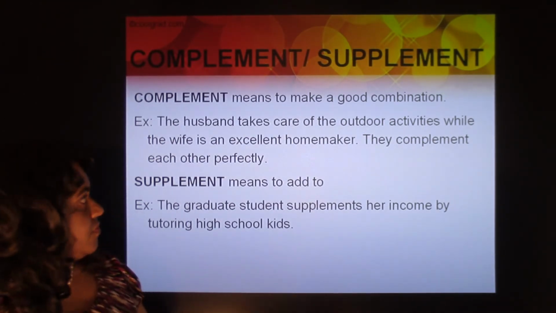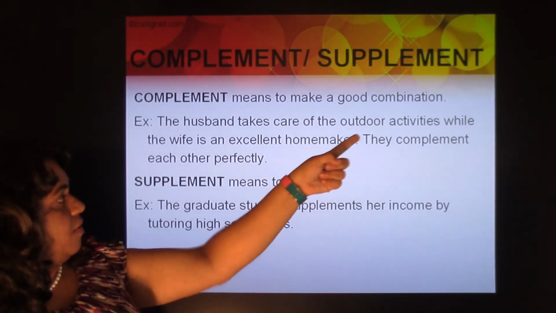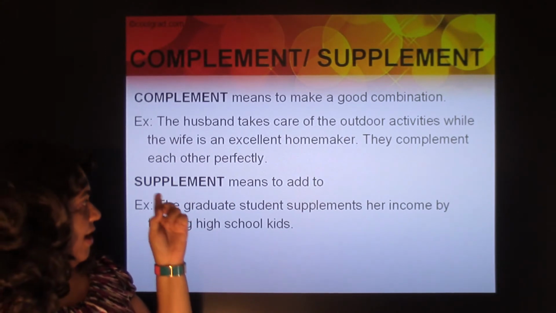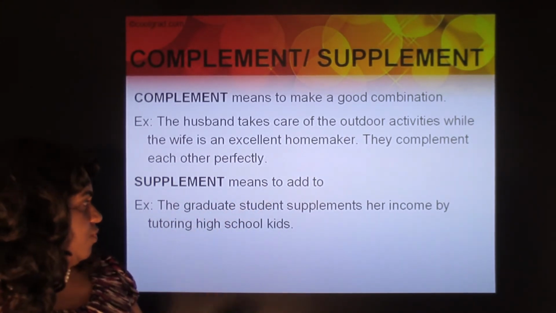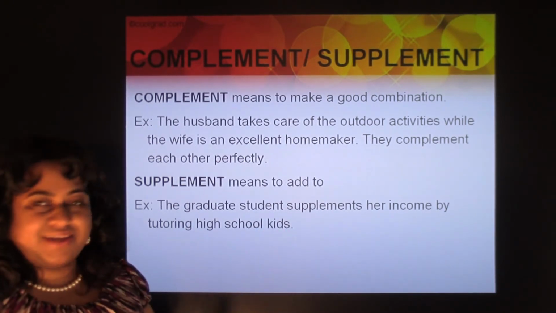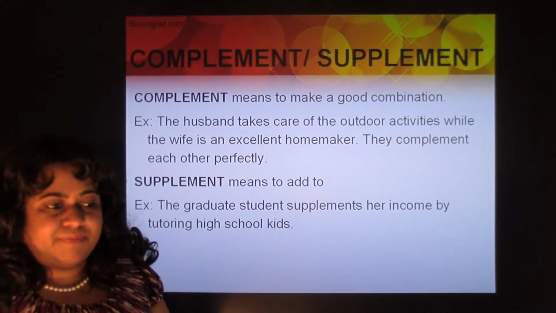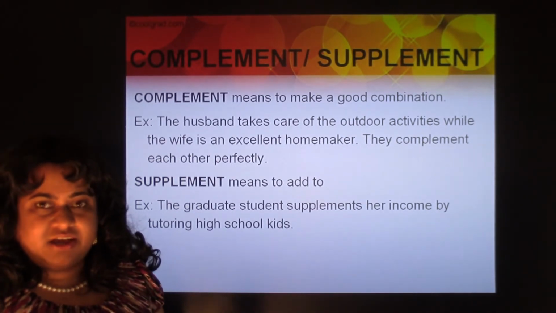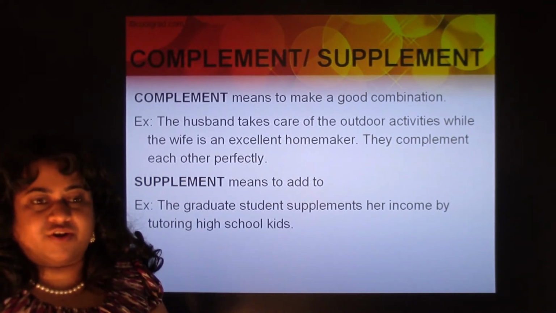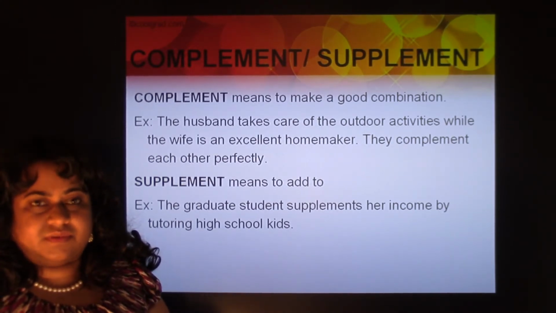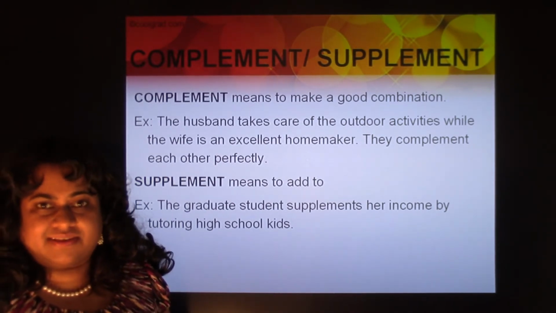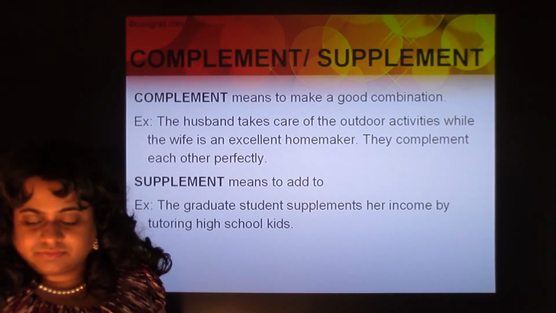Complement and supplement. So complement means to make a good combination. This is the same that we looked at in the previous slide. And supplement means to add to. The graduate student supplements her income by tutoring high school kids. So she makes a small amount of money, she supplements it, earns more money by tutoring high school kids. So you can supplement your income by coaching GMAT students. So supplement means to add to.